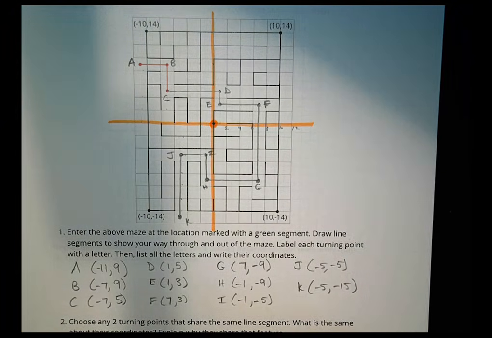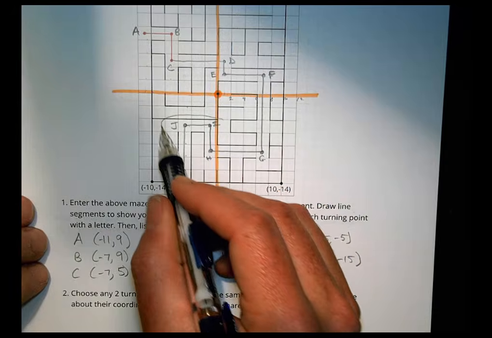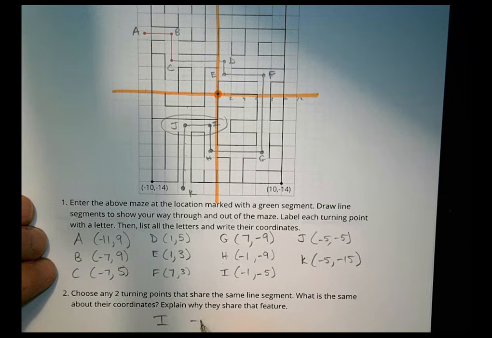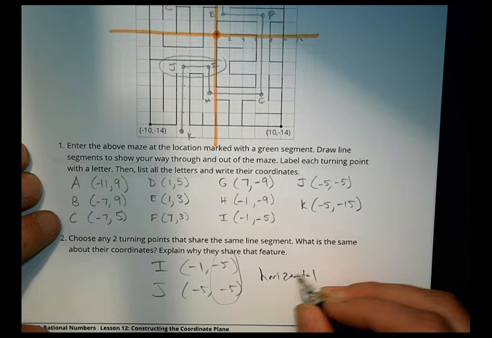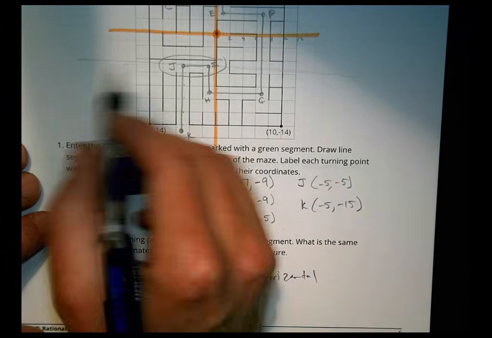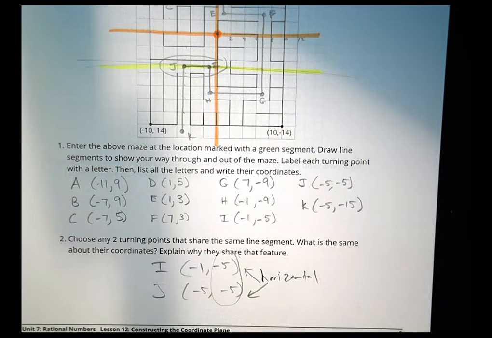So the next question says, choose any two turning points that share the same line segment. What is the same about their coordinates? Okay, so let's say, for example, if you looked at J and I, those are two turning points. I is at negative 1 comma negative 5, and J is at negative 5 comma negative 5. We see in this case that the Y coordinates are the same. This is also a horizontal line, isn't it? So a horizontal line means that they have the same Y coordinates because they're on the same part of the Y axis, right? It's going right across there, so they're on that line like we talked about before. So these have the same ones.